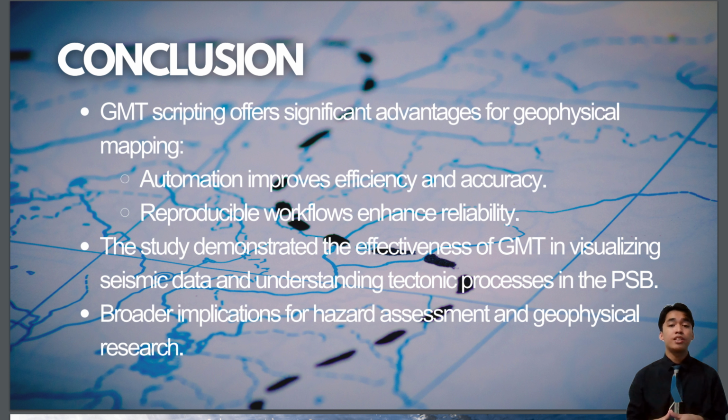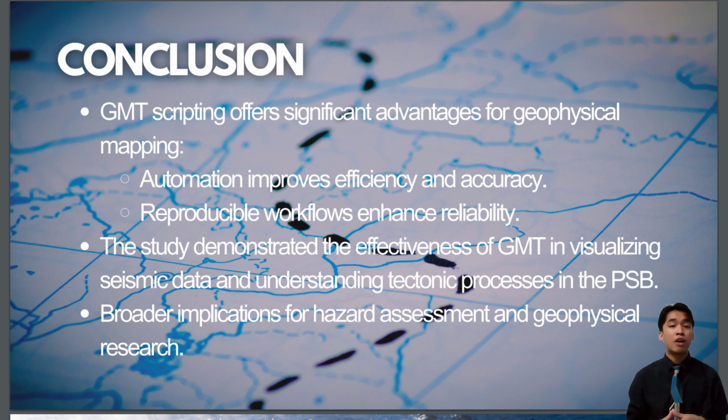And to summarize, the study successfully demonstrated the effectiveness of using GMT for geophysical mapping in the Philippine Sea Basin. And by automating the mapping of seismic data, the research was able to produce accurate, reproducible maps that provide valuable insights into the region's seismic data.